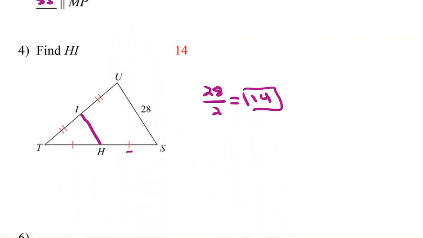Here our theorem states that if we have medians, so we have midpoints, we can create our median. Our median is going to be half the base. Here we'll use arithmetic and just divide 28 by 2, and that is equal to 14.